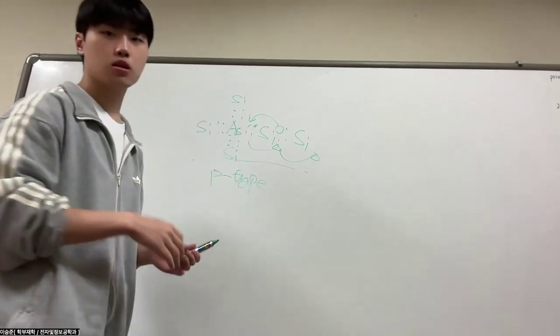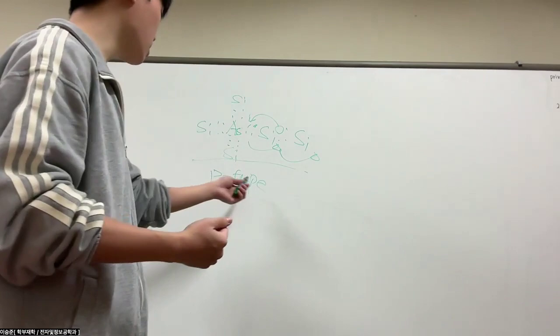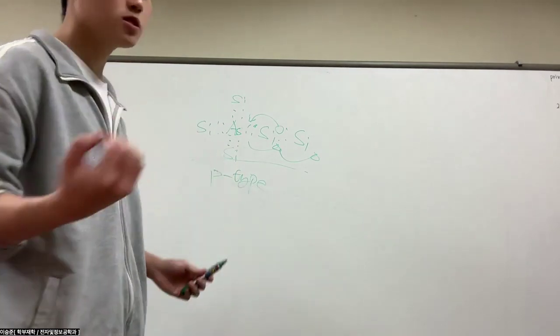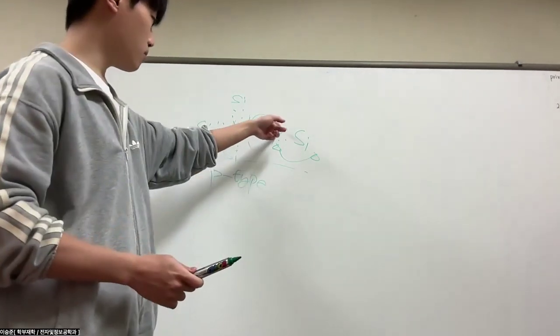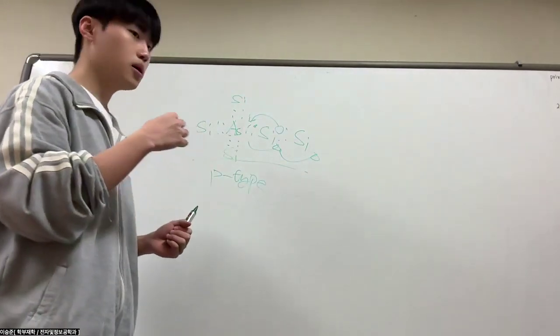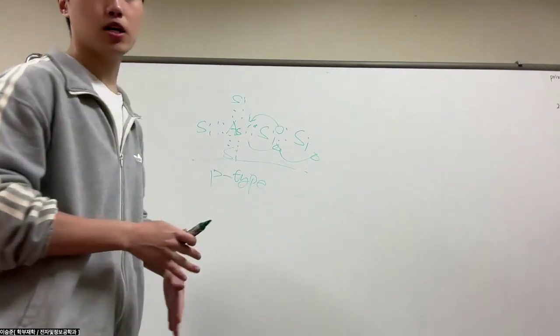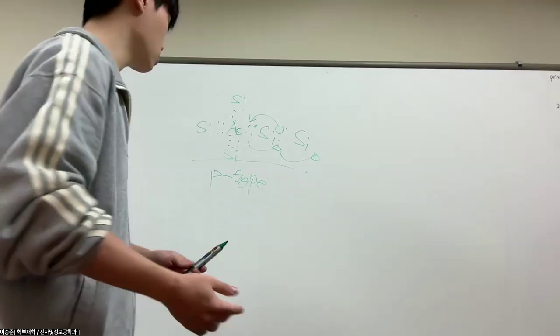For the n-type semiconductor, N comes from negative, and for the p-type semiconductor, P comes from positive, because the hole's charge is plus and the electron's charge is minus. So this is the p-type semiconductor and n-type semiconductor.